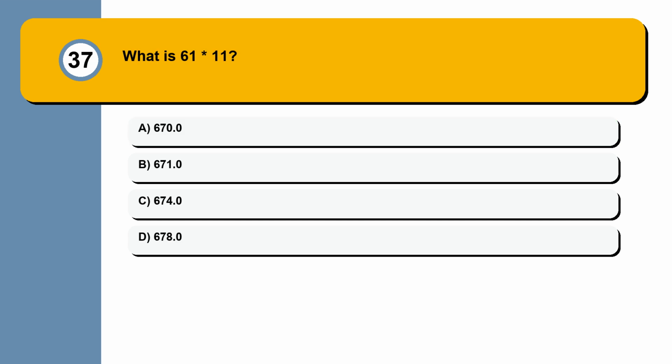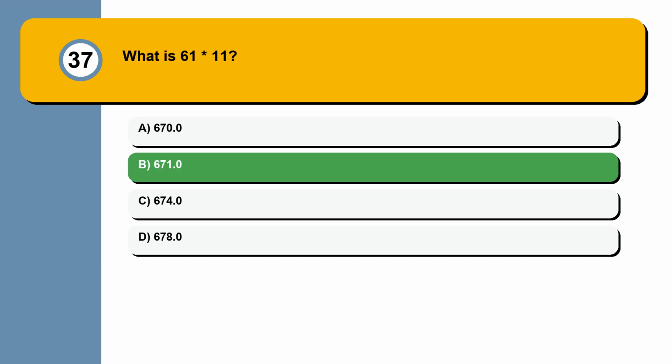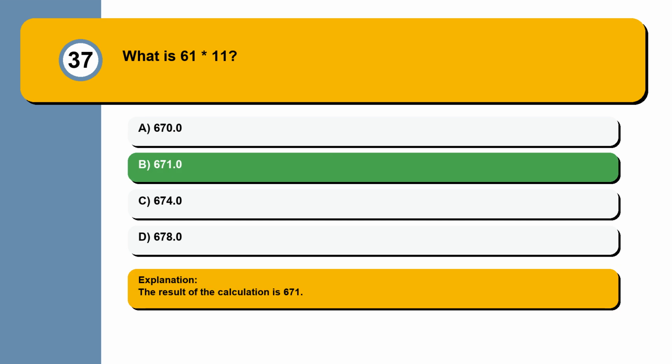Question 37. What is 61 asterisk 11? 670.0, 671.0, 674.0, 678.0. The result of the calculation is 671.